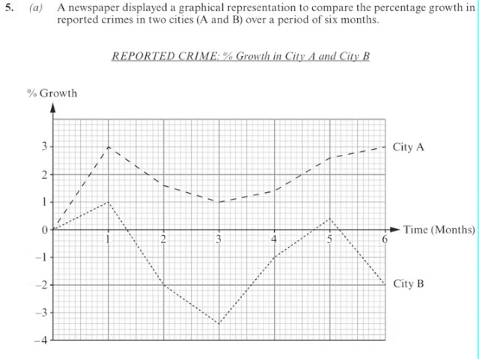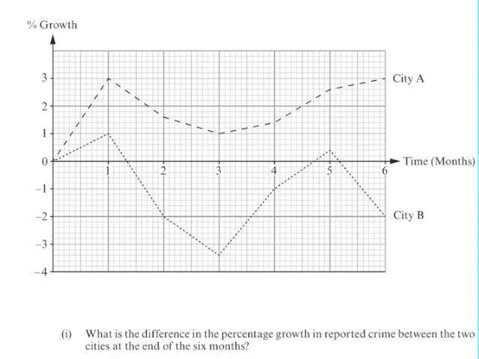A newspaper displayed a graphical representation to compare the percentage growth in reported crimes in two cities, A and B, over a period of 6 months. Well, there are two parts to this question, which we'll look at now, but it's basically testing your understanding of graphical information. So let's look at the first question.